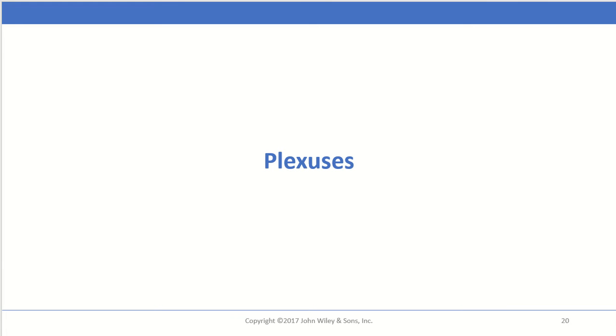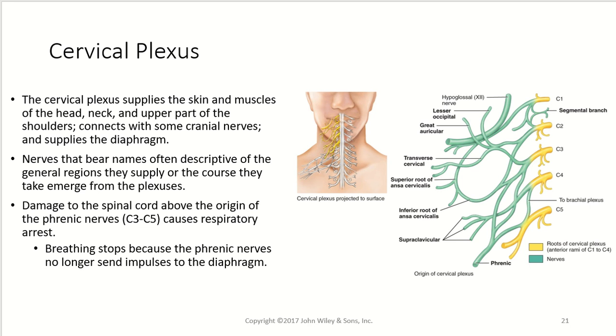But anyhow, now we're going to take a minute and look at the various plexuses in the body. The first plexus that we're going to discuss is the cervical plexus. This is going to supply the skin and muscles of the head, neck, and upper parts of the shoulders, and it connects with some of the cranial nerves as well as supplying the diaphragm. Nerves that bear names are often going to be descriptive of the general region that they supply or the course that they're going to take to emerge from that plexus.